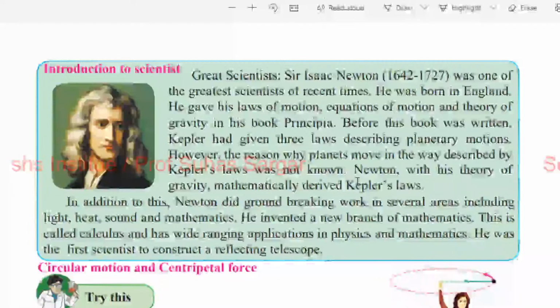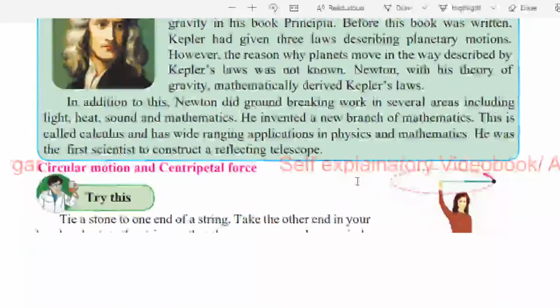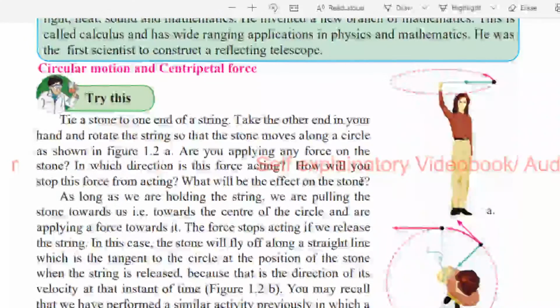In addition to these, Newton did ground-breaking work in several areas including light, heat, and sound, as well as mathematics. He invented a new branch of mathematics called calculus, which has wide-ranging applications in physics and mathematics. He was the first scientist to construct a reflecting telescope. Box closed. Next topic is circular motion and centripetal force.